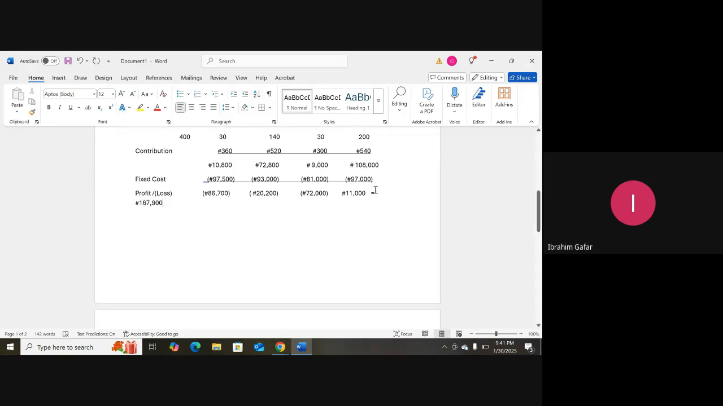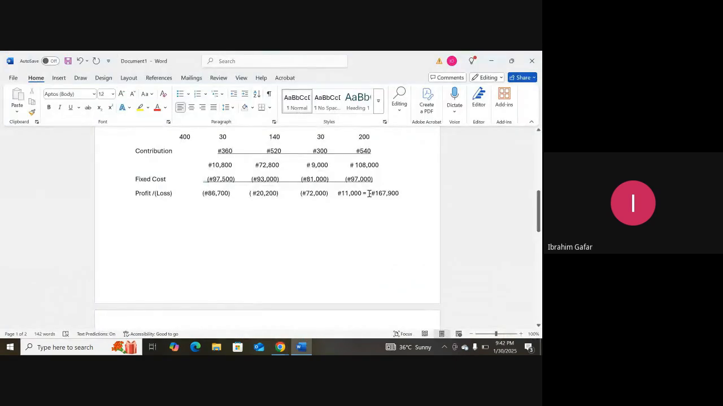167,900 as loss. I think it's cleared. Yes, sir. 167,900. So that is what requirement A, Roman figure 1 is talking about.